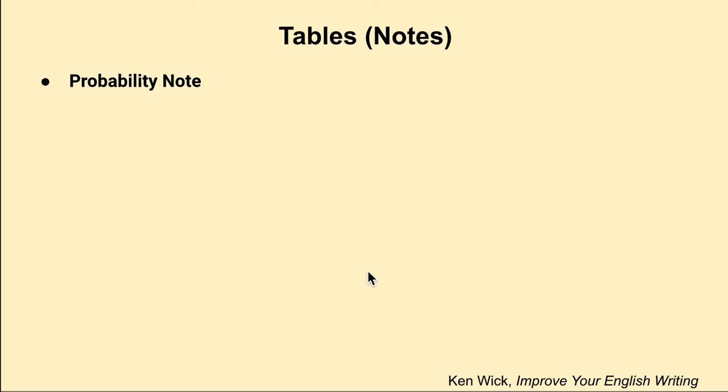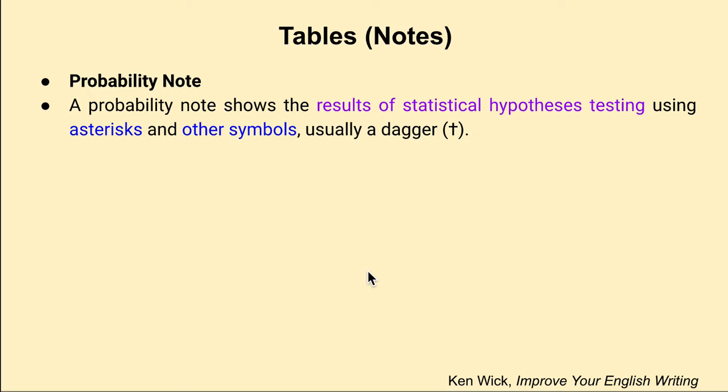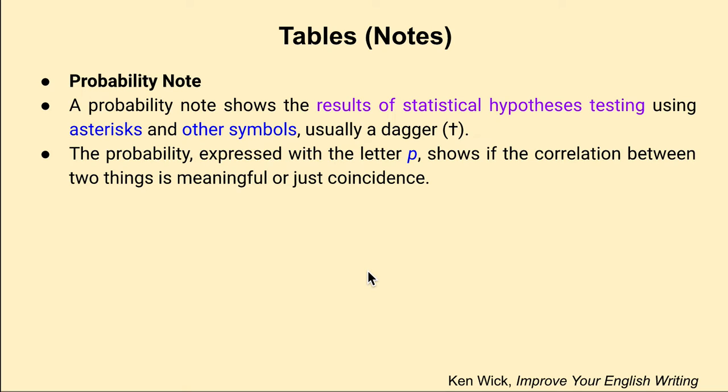Probability notes. Depending on what field you're in, you're probably never going to have probability notes, or you're going to have them, but I just want to cover it. Basically, a probability note shows the results of statistical hypothesis testing using asterisks or other symbols, usually a dagger. It's very common to have asterisks. The probability, expressed with the letter p, or lowercase p, shows if the correlation between two things is meaningful or just coincidence.